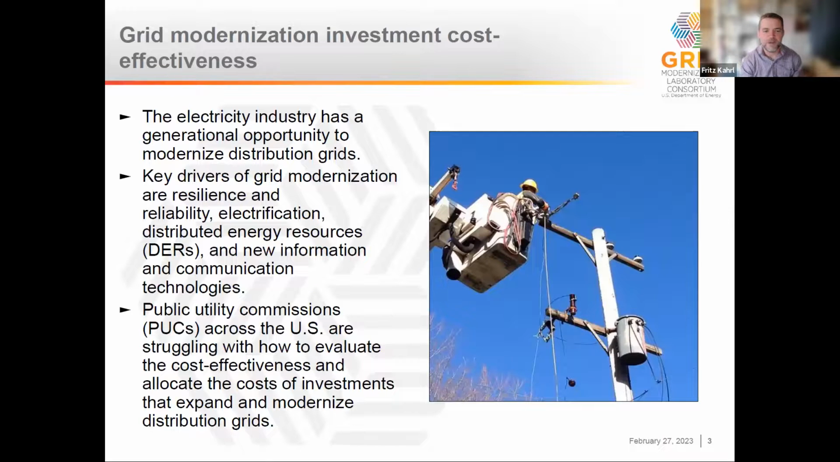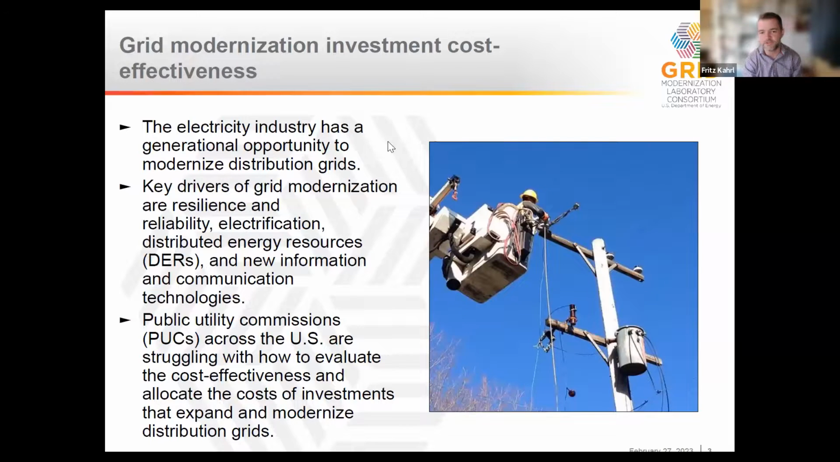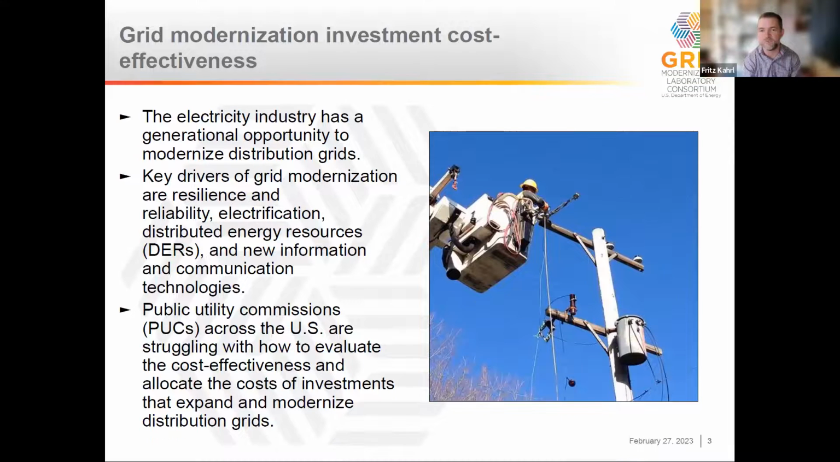I wanted to start off with a brief bit of context. We have this generational opportunity to modernize distribution grids over the next decade or two. Forces driving grid modernization are diverse and they vary across jurisdiction. They include resilience and reliability, electrification, distributed energy resources, and new information and communications technologies. And in part because these forces are so diverse, commissions are really struggling with this question of how to evaluate the cost effectiveness and allocate the cost of investments that expand and modernize distribution grids.